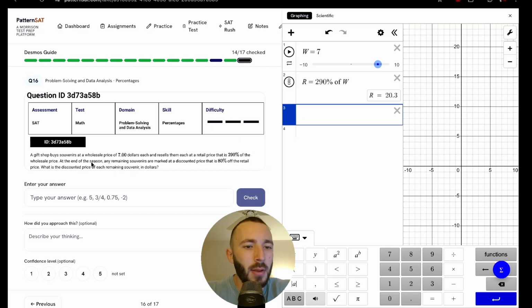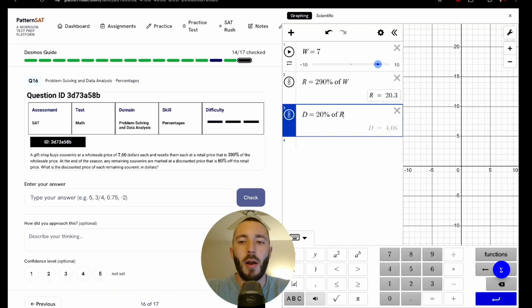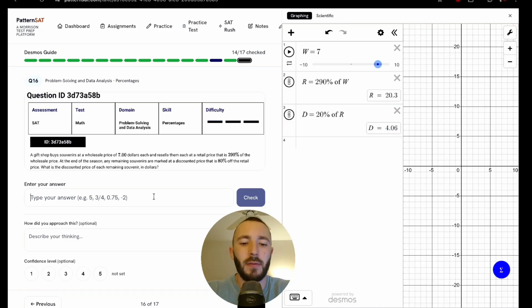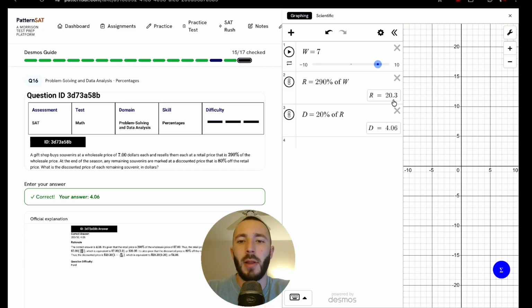What else? At the end of the season, any remaining souvenirs are marked at a discount price that is 80% off of the retail price. So D is for discount price. That's 80% off. So that's going to be 20% of R. What is the discounted price of each remaining souvenir in dollars? That's going to be $4.06. Cool.